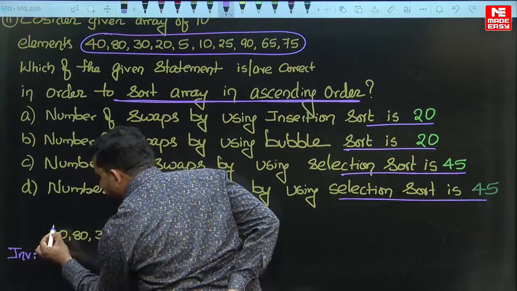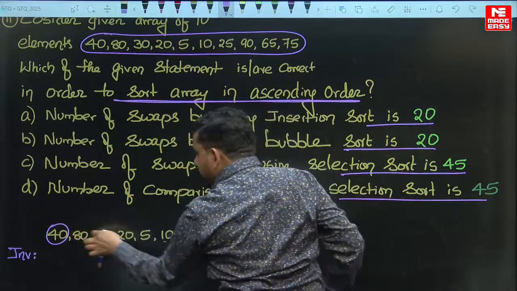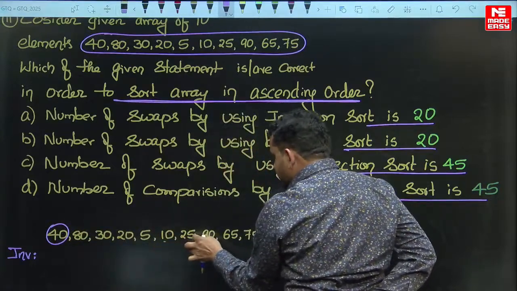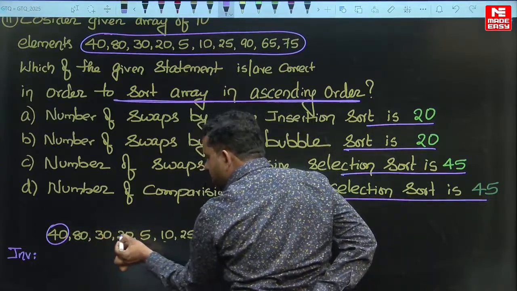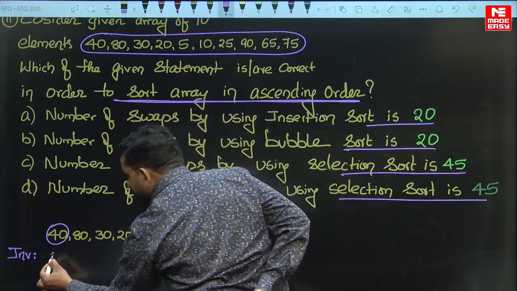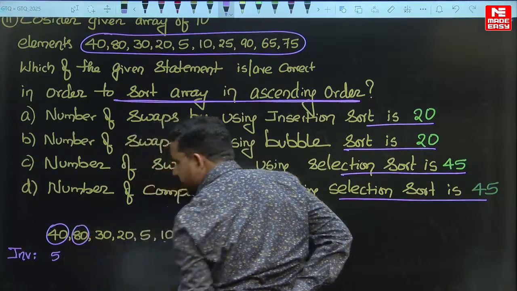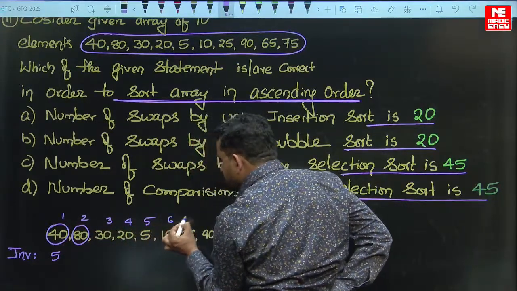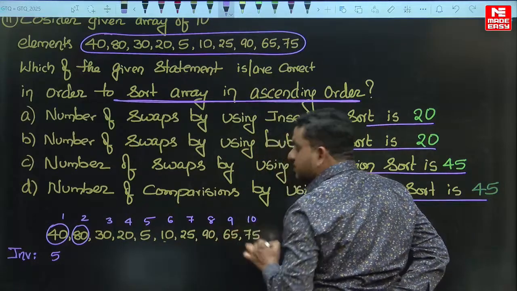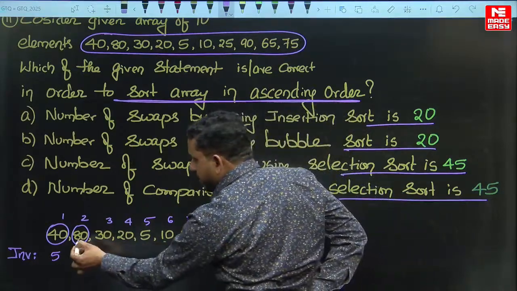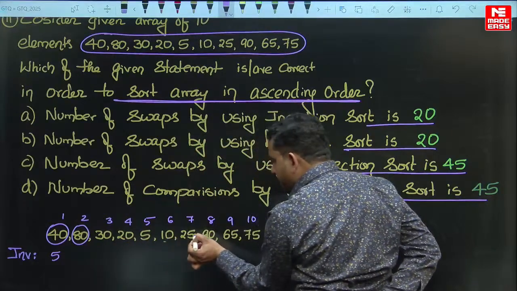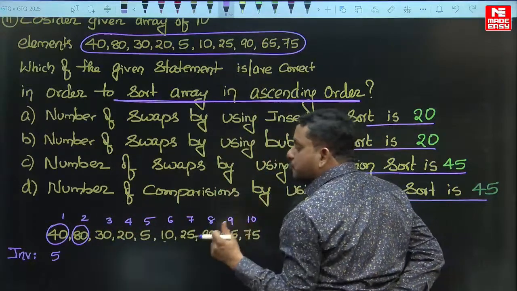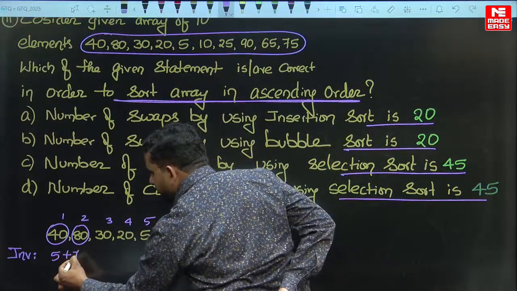Element 40: 40 and 30 inversion, 40 and 20 inversion, 40 and 5 inversion, 40 and 10 inversion and 25 inversion. So for 40, 5 inversions. The next element is 80, the second element. Assume these are array indexes, a of 1, a of 2, up to 10. For 80, 7 elements are smaller than 80 after position a of 2. So 7 inversions for the 80.